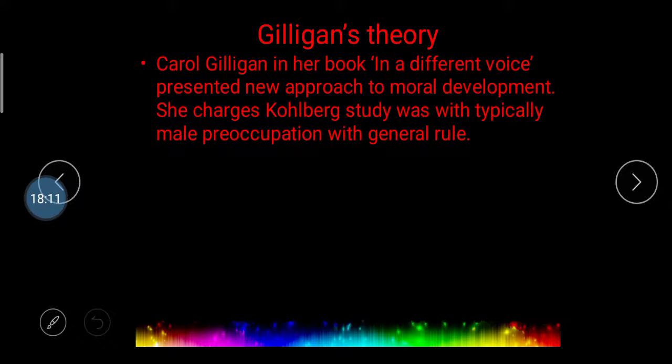Gilligan, in her book In a Different Voice, presented a new approach to moral development. She charged that Kohlberg's theory had a typically male preoccupation with general rules. She opposed that, and said that Kohlberg's theory is totally dependent on male rules and only preoccupied with general rules. So she developed this theory to solve these problems.